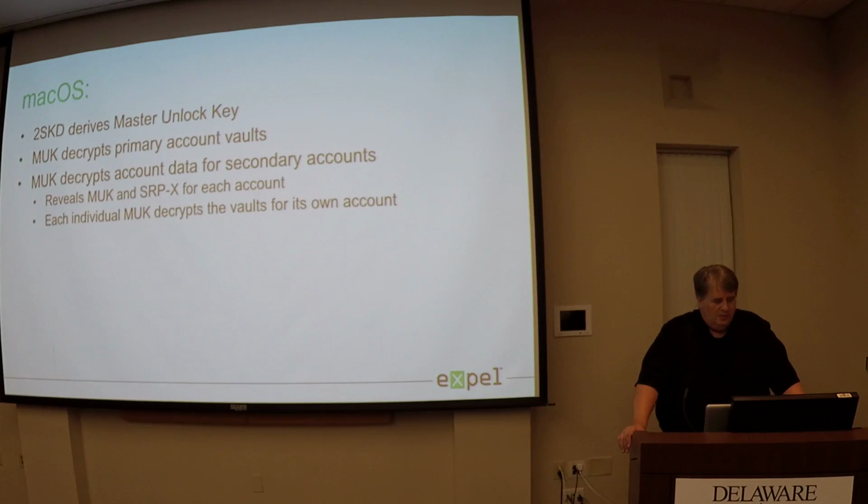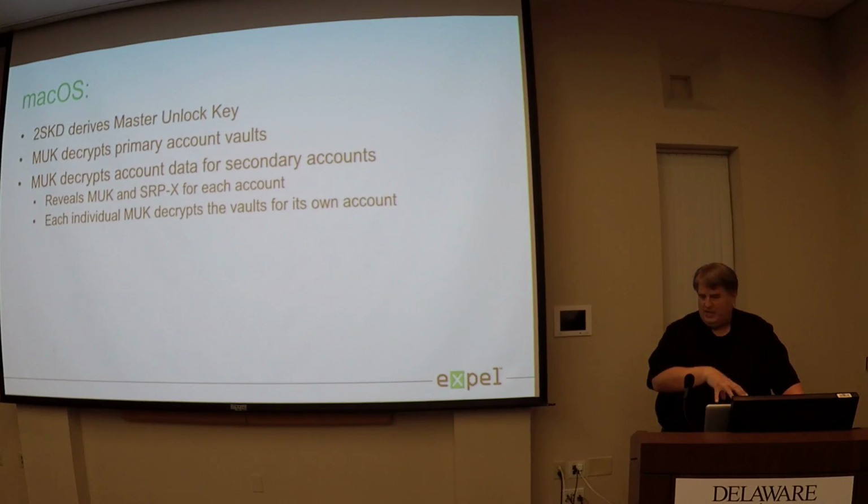So on the Mac, what this does is it works with the master unlock key. Again, you type in your password, you have the secret key. It runs through the 2 secret key derivation process. You get the MUK. The MUK decrypts your primary account vault, and then that goes ahead and decrypts some additional data that's stored for all the secondary accounts.